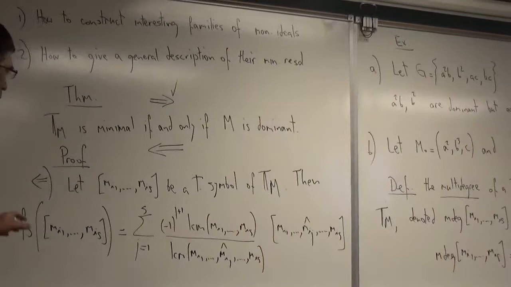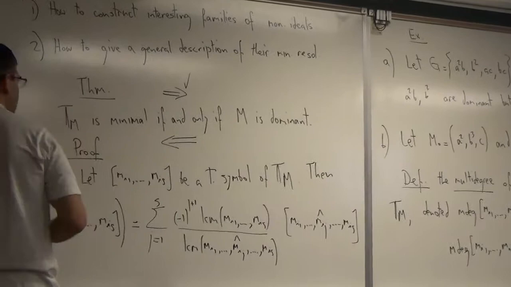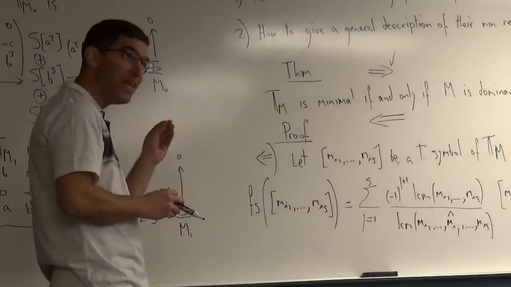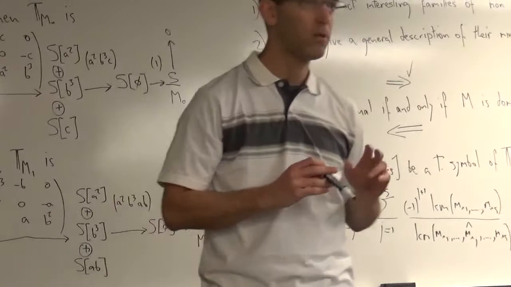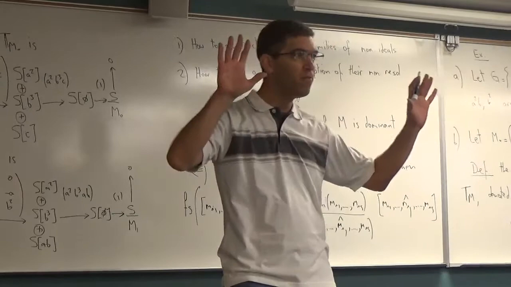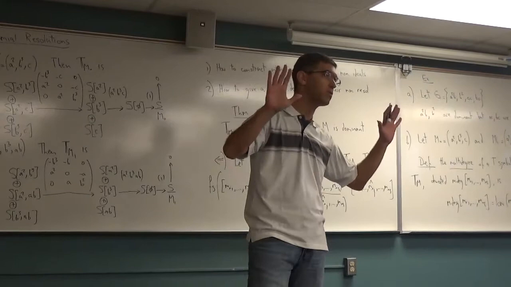We want to prove this implication, right? So we need to prove that the Taylor resolution is minimal. By definition, a monomial resolution is minimal if the entries of the differential matrices are non-invertible, right? Now, what are the entries of the differential matrices in this case? Well, think in terms of linear algebra. In linear algebra, you have two vector spaces and a linear transformation. And by fixing one basis of the first vector space and one basis of the second vector space, you can identify the linear transformation to a matrix, right?